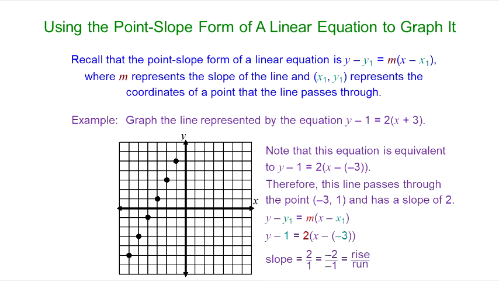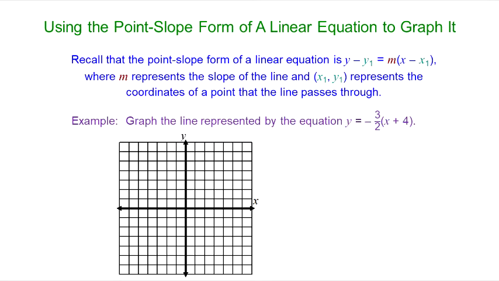Since negative 2 divided by negative 1 is also equal to 2, I can go back to my original point and rise negative 2 and run negative 1. And now I can draw a straight line through my points and put arrows on the ends because it does not stop in either direction.